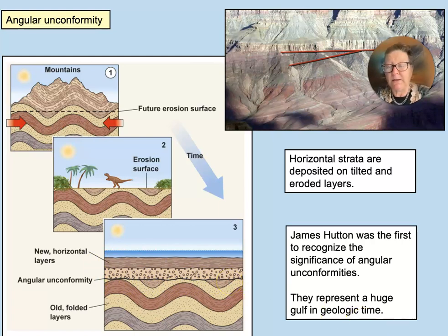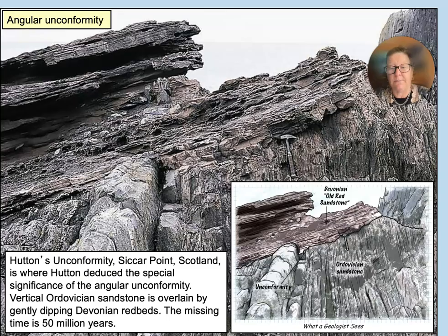James Hutton, who we talked about in the last video, was the first person to recognize the significance of angular unconformities and that they represent huge amounts of geologic time. This is a photo as well as a sketch from the place in Scotland where Hutton figured out the significance of angular unconformities. The rocks on top are called the Old Red Sandstone, and they're tilted gently. The rocks underneath, which are kind of hidden, but you can see better here, are a sandstone that are vertical.